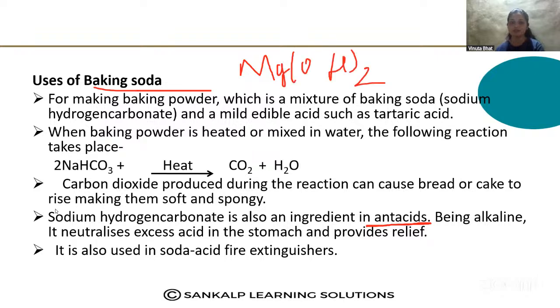Magnesium hydroxide is also used as an antacid, along with the baking soda. Baking soda is also used. And one more example is milk of magnesia. Very good.